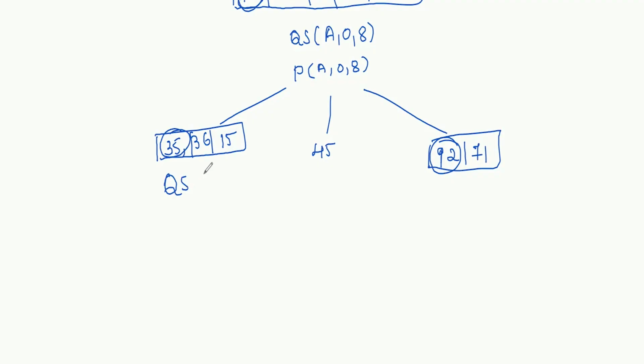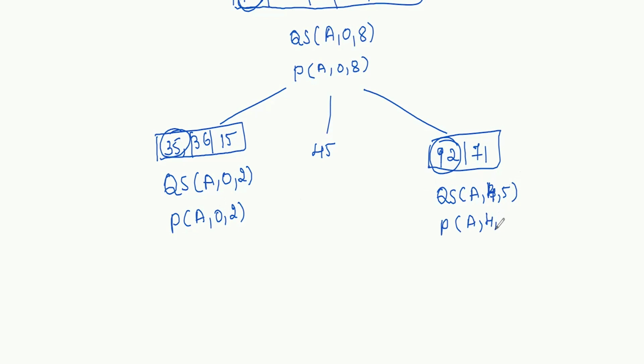We called the function quicksort of a comma 0 comma 2, and subsequently we called partition of a comma 0 comma 2. Here we called quicksort of a comma 4 comma 5. Subsequently, we call partition of a comma 4 comma 5. Once we did that, we got the correct position of 35, and this is now further divided into a single element 35 and a single element 50.